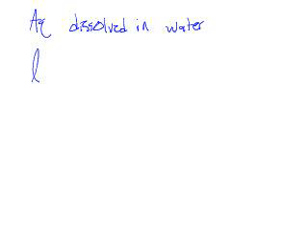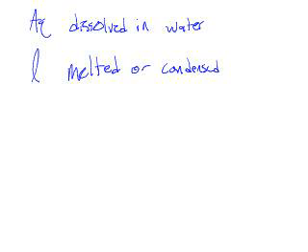Aqueous means dissolved in water. And liquid means melted or condensed. So, for example, if I throw aqueous NaCl on you, that equals salt water. And if I threw that on you, you would go, man, you're a jerk.